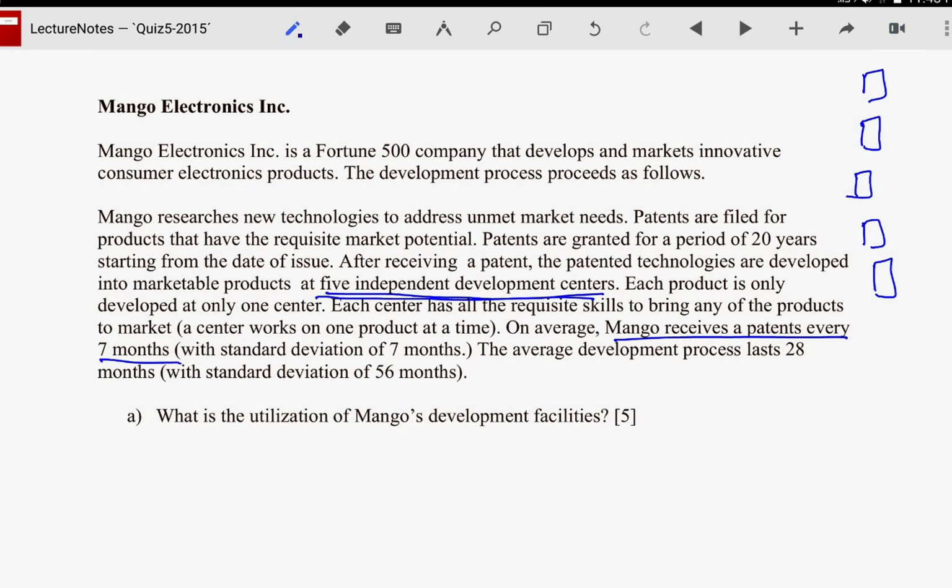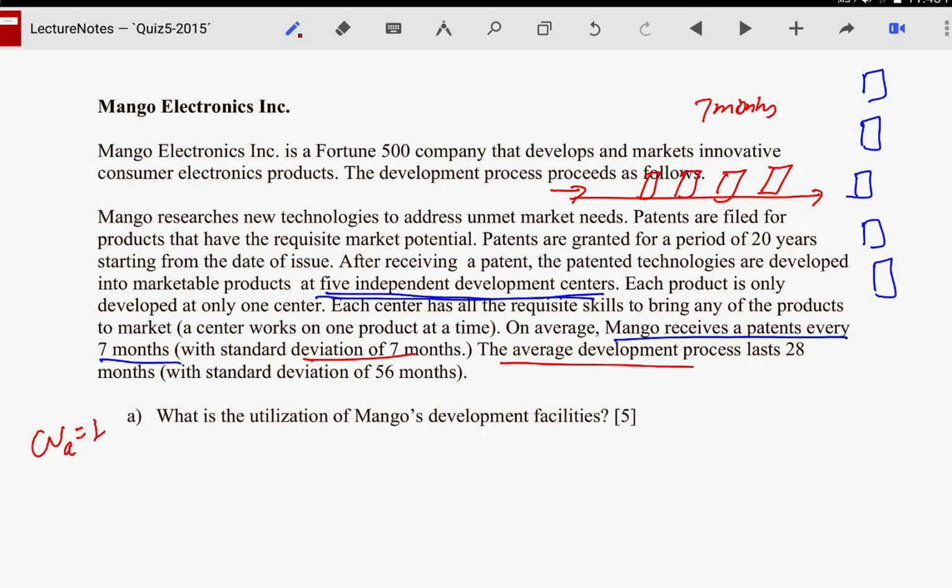And there's a queue. Each item in this queue is a patent, a project to be worked on. They arrive at the rate of 1 every 7 months. The inter-arrival time is 7 months, with a standard deviation of 7, so making CVA equal to 1.